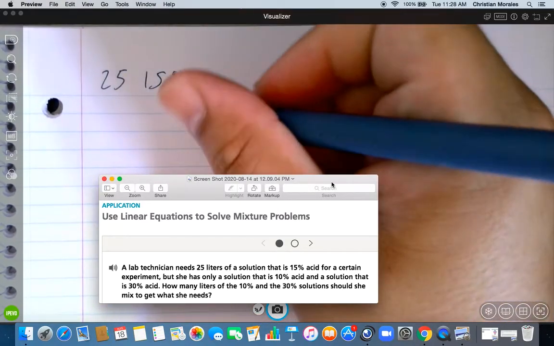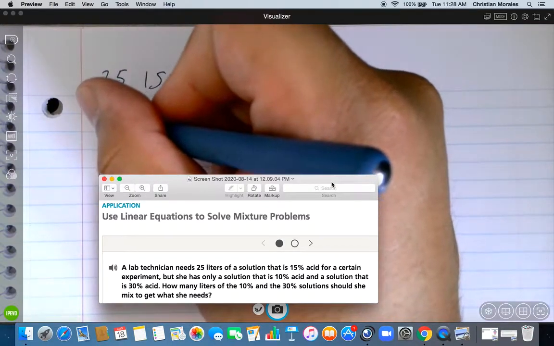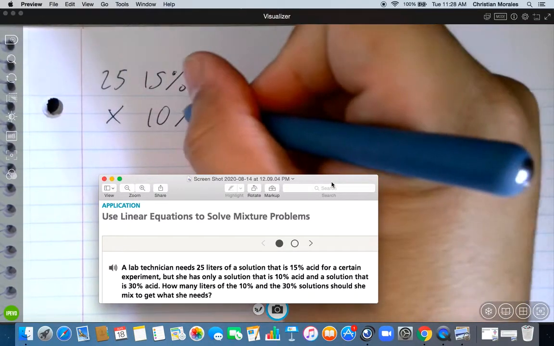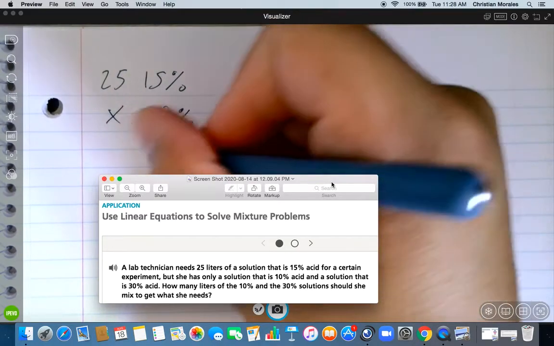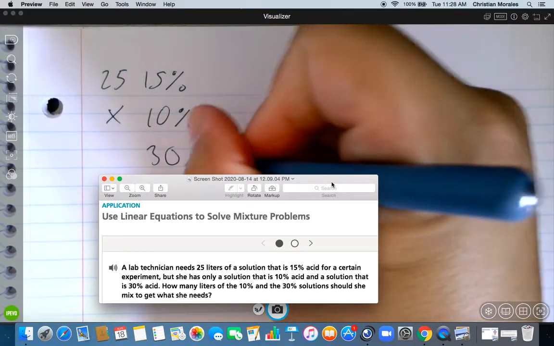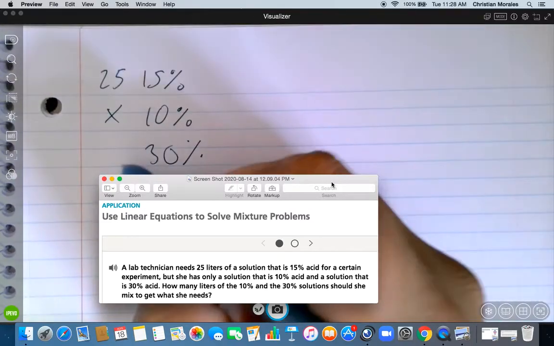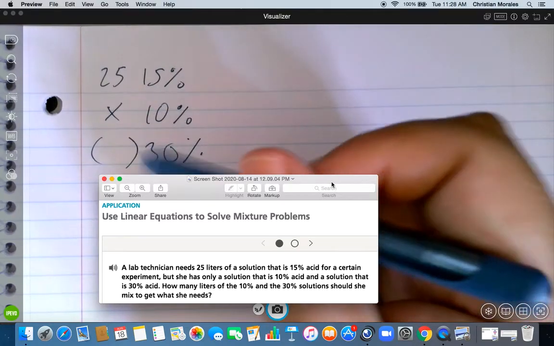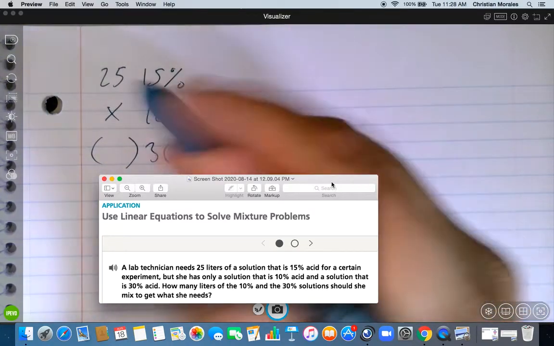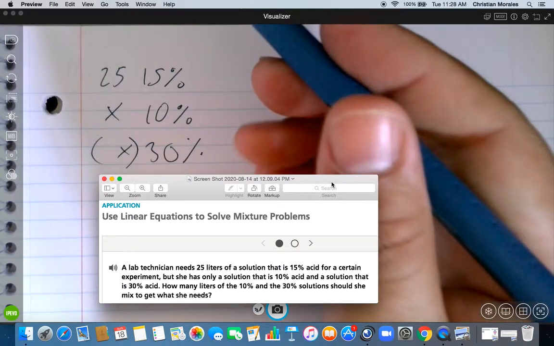Okay, there's another solution, I don't know what it is, at 10%. And there's another solution, I don't know what that one is either, at 30%. So the problem is I don't know what to name that. I don't want to use another letter because that's going to be a problem if I have 2 different letters. So I want to use X somehow.